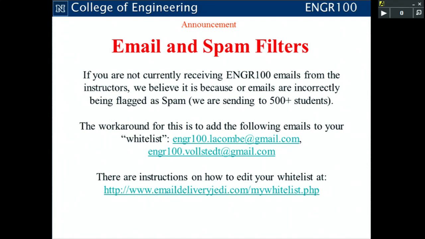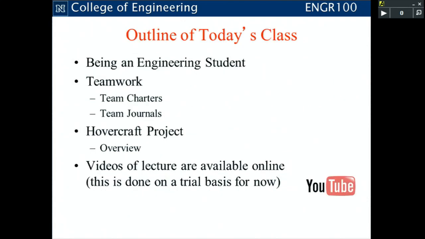It's quite likely that unless you put ENGR100 at the top of your subject line, your emails might not get seen by either myself or Dr. Volstead quickly. So we're doing our best to try to respond to our emails multiple times a day, but it really helps if you put ENGR100 at the front of the subject line. We get just as much spam as you guys do, so we'll see it very quickly if you do that.